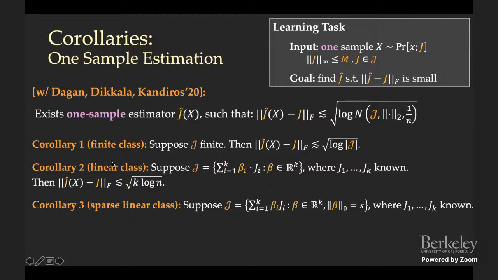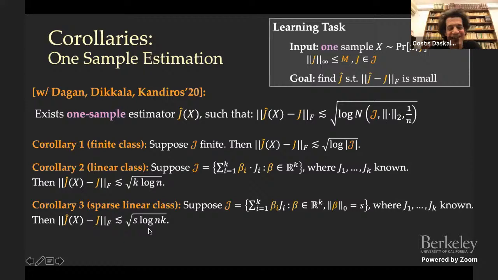S log K. So by right, it's exactly S root, root S, the sparsity, log N K. Okay, so fourth corollary. These are just some corollaries that we wrote down here.